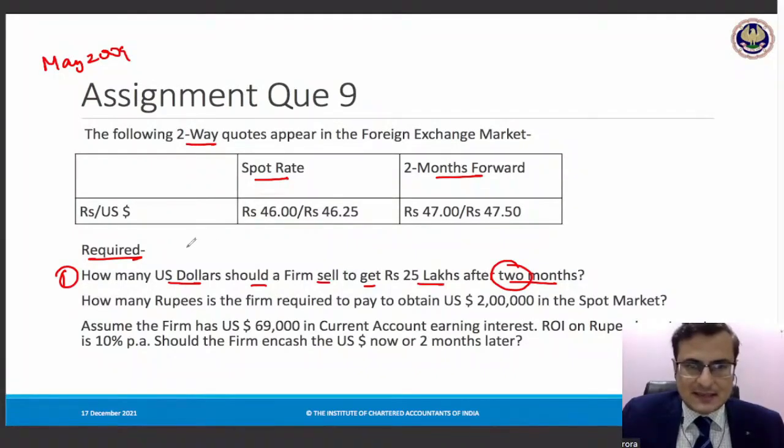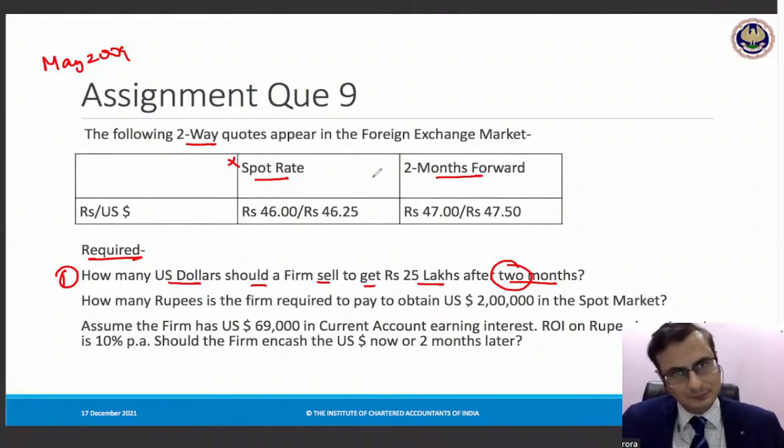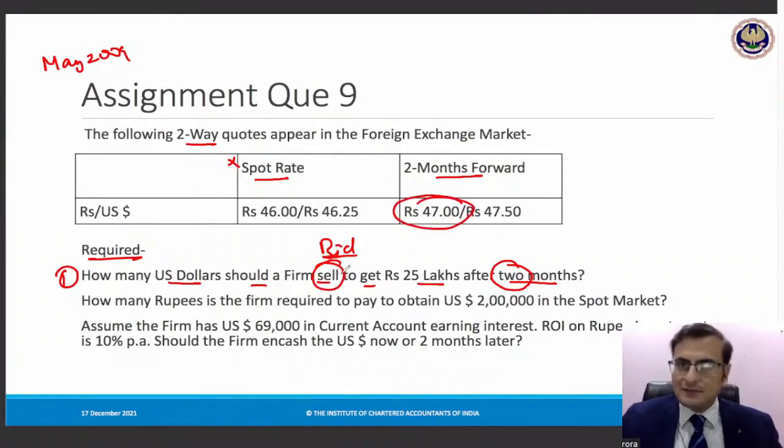The very first thing says how many to get after 2 months. So obviously they are not talking about the spot rate. They are talking about the forward rate. Now, how many US dollars should a firm sell? So what do we need? If we are selling, we are a firm, the bank is buying. You are getting my point. If we are selling, the bank is buying, and at that rate, that is the bid rate. And the relevant rate will be 40. Is it clear, everyone?